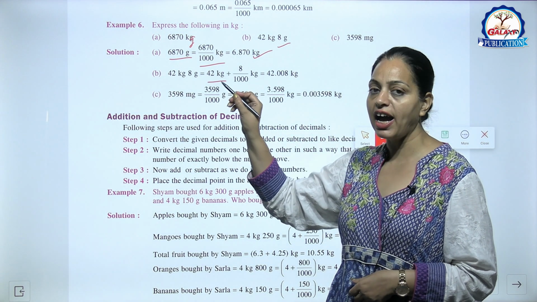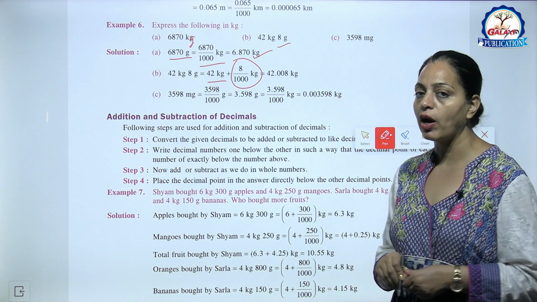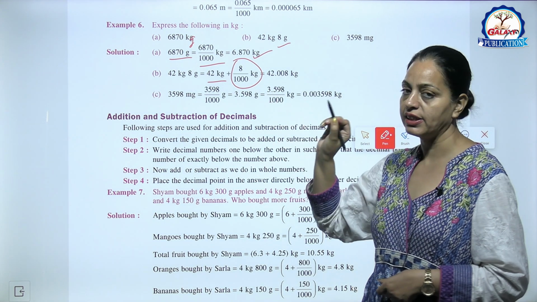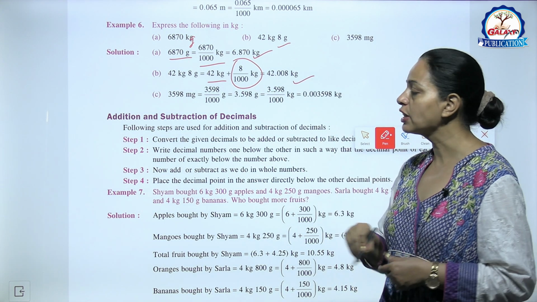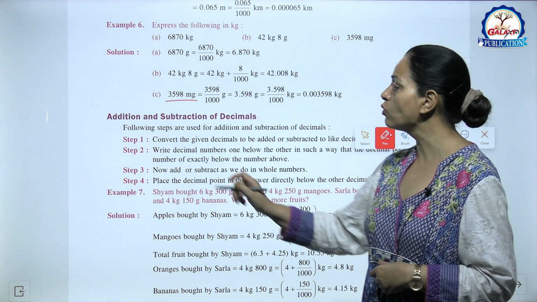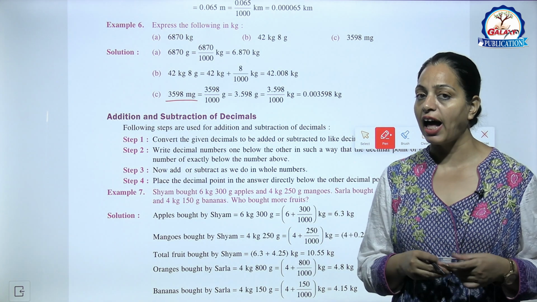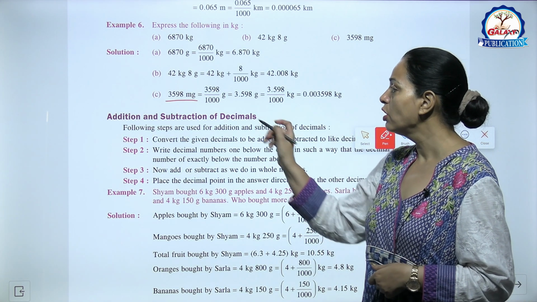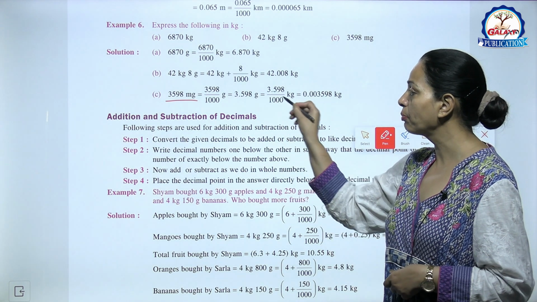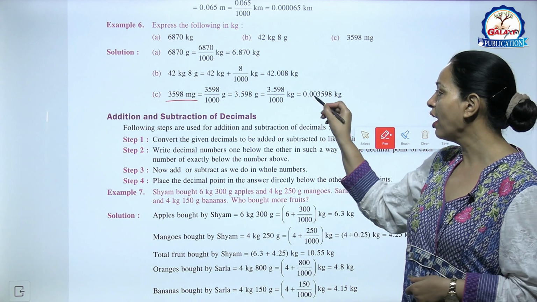So 42 kg as it is, 8 gram को हम convert कर देंगे kg में, means 8 upon 1000 kg. So this becomes 0.008. Now add it. So answer is 42.008 kg. Now C part, 3598 milligram. So milligram को हम first convert कर दें gram में, divide by 1000. So this is 3.598 gram. अब इसको हम convert कर दें kg में, again divide by 1000. So this is the answer.